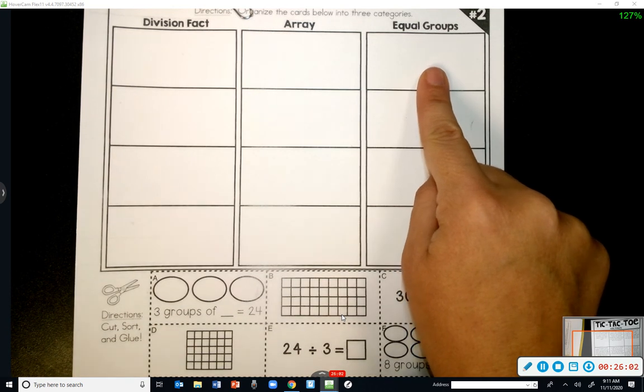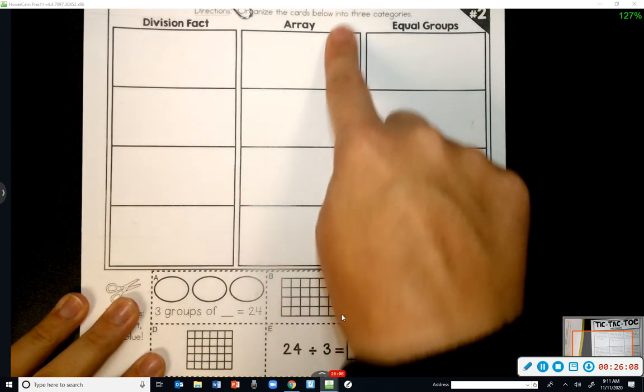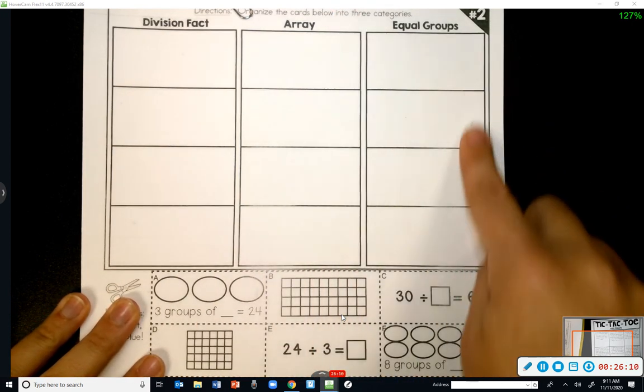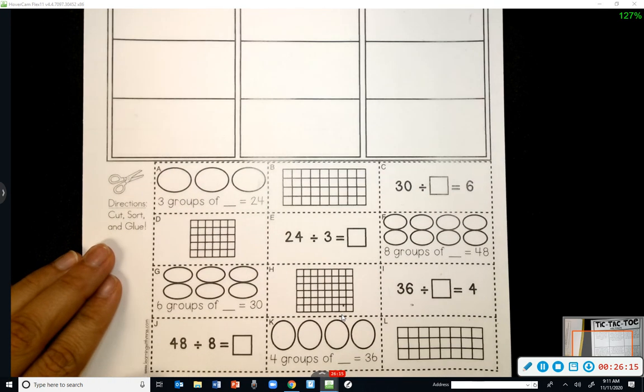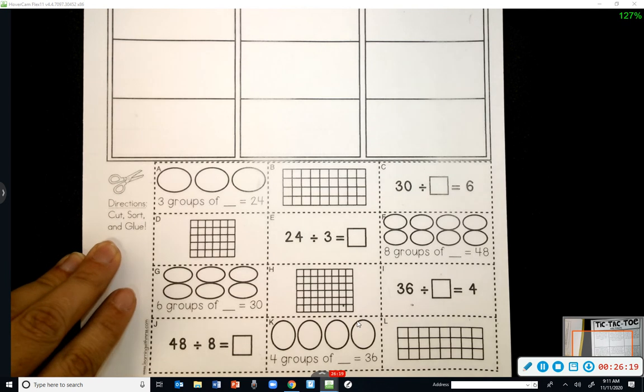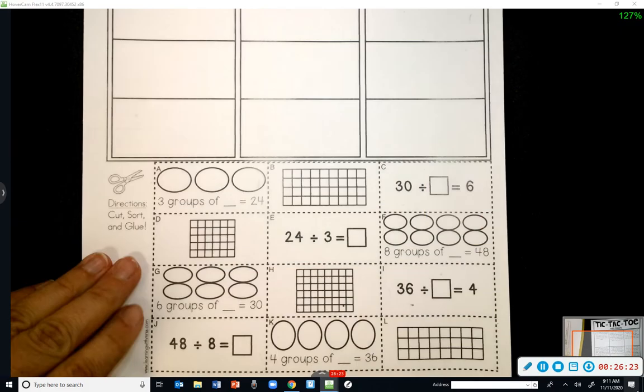Okay? Any questions before we start? No. So this should all be division facts. This should be the matching array, and this should be the matching equal groups. And you're going to cut them out down here. Okay? Those of you at home, you won't be cutting, you will be dragging. So that will be your assignment today.